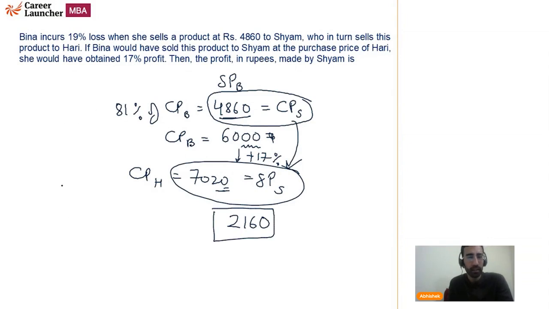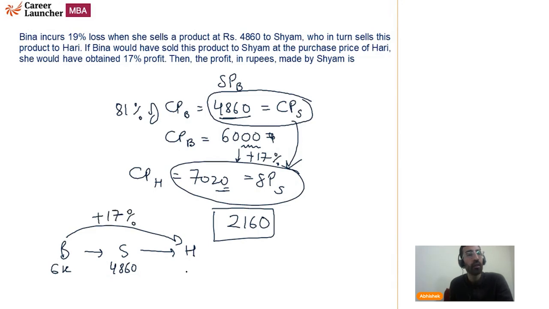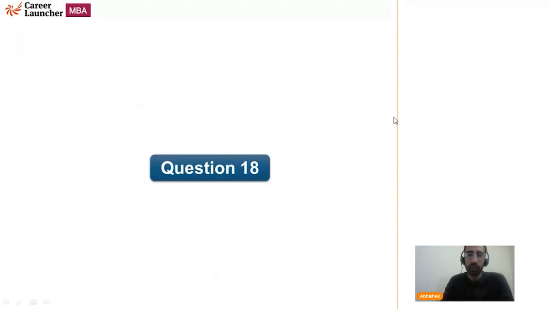I hope the question is clear, right? Bina buys something for 6,000, sells it to Sham, who buys it for 4860, and then passes it on to Hari, where Hari's buying price is 17% more than Bina's cost price. So that is 7020. And therefore, this difference is shown here, 2160. That's it. Great. Let's move on to the next question.